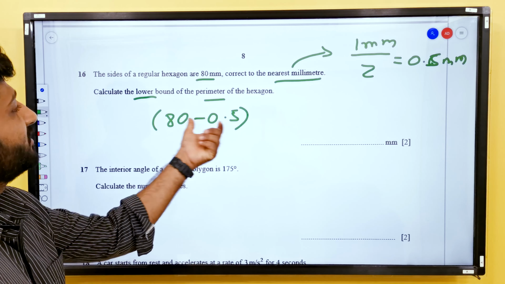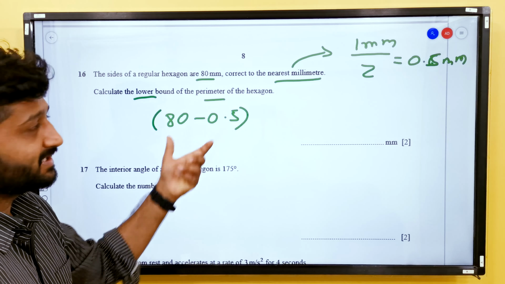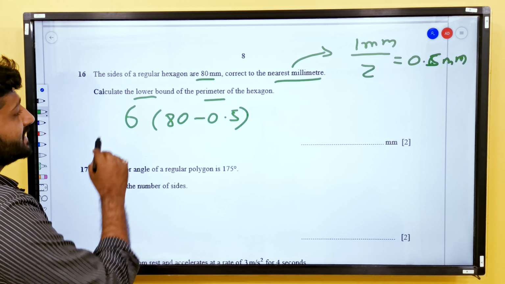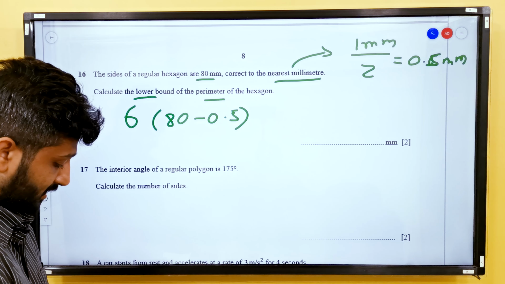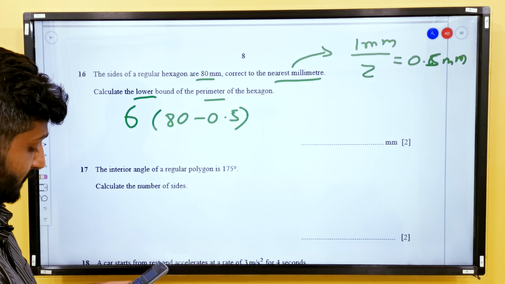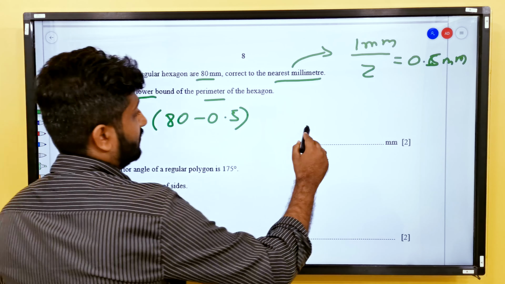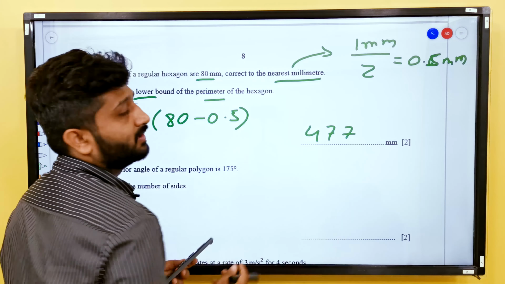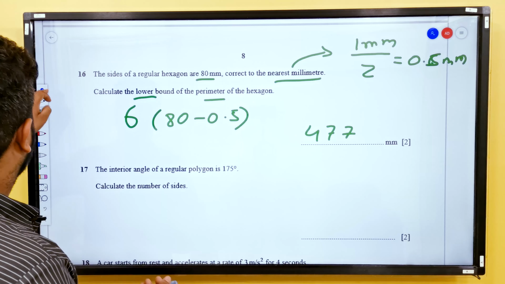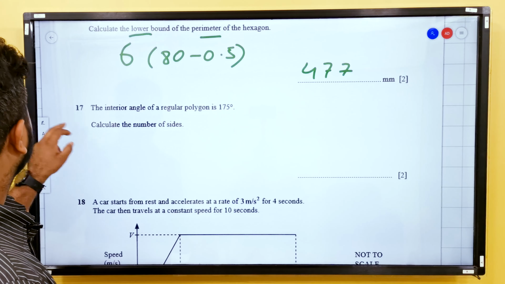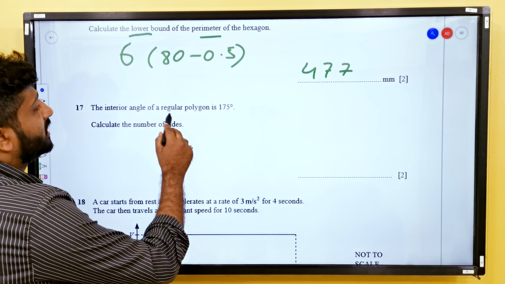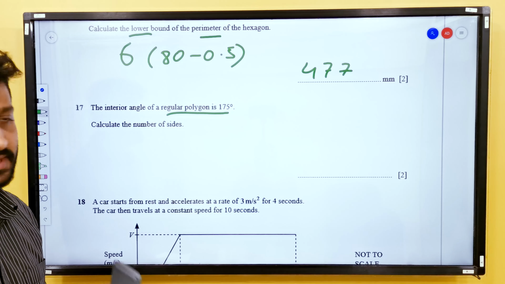This is going to be each side of the hexagon. Hexagon has 6 sides in total. Thus my perimeter is going to be 525 mm.